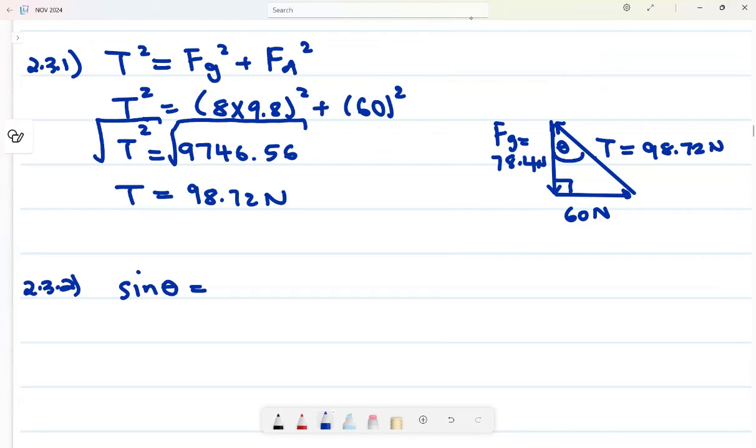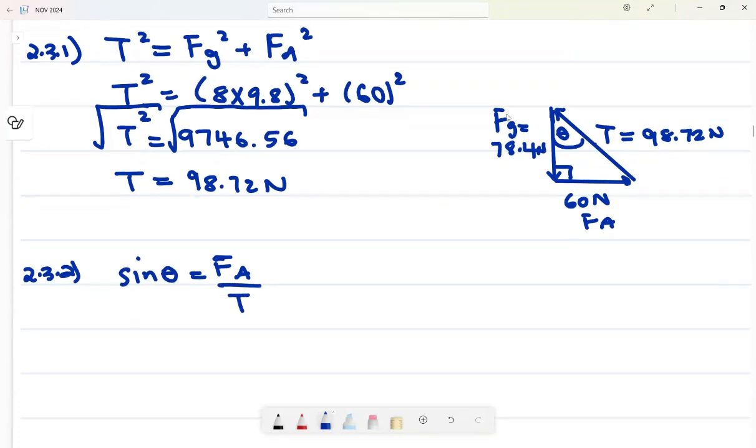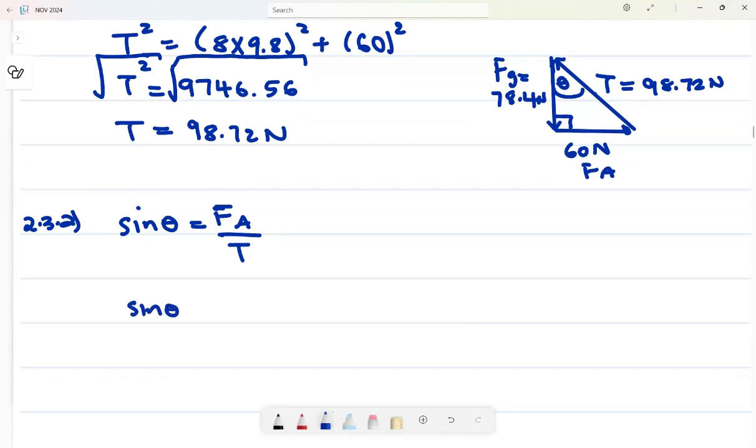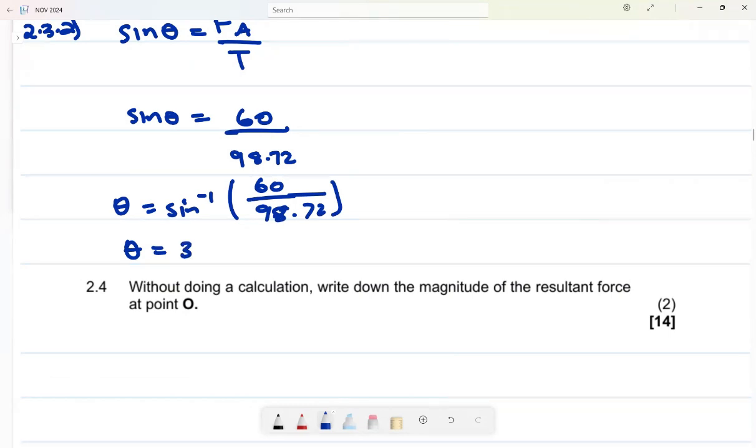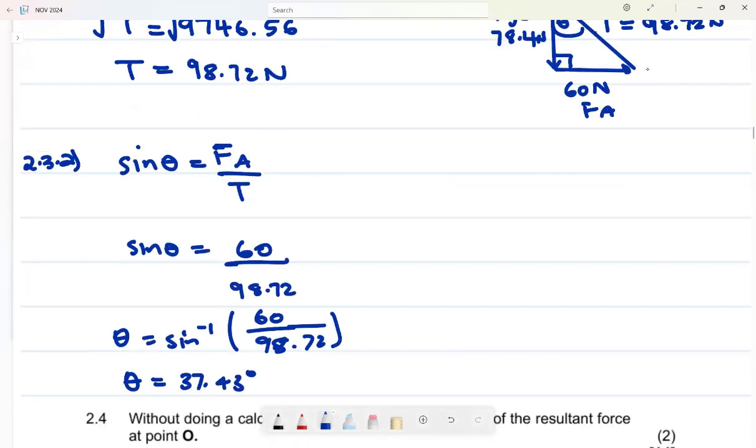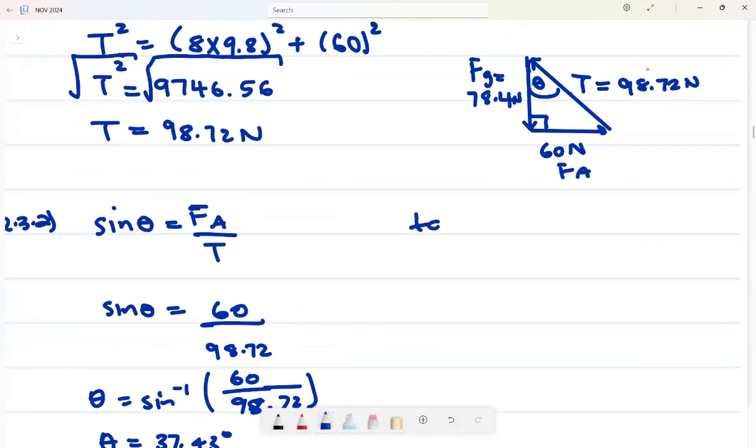Opposite is my FA here, divided by hypotenuse. My hypotenuse is tension. And then you can substitute that sine of theta is equal to FA, which is 60, over tension, which is 98.72. And then theta will be arcsine, okay? On your calculator, shift, and then 60 divided by 98.72. And then you get that your theta is equal to something like 37.43 degrees.